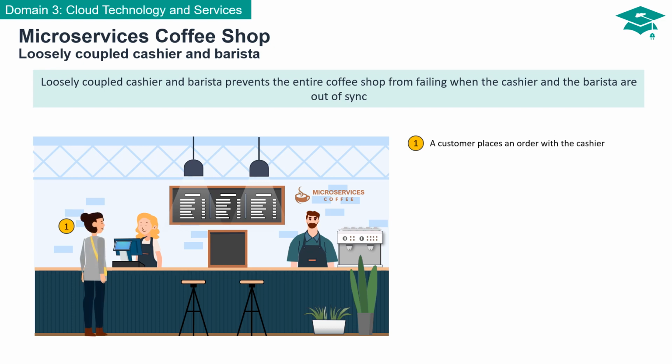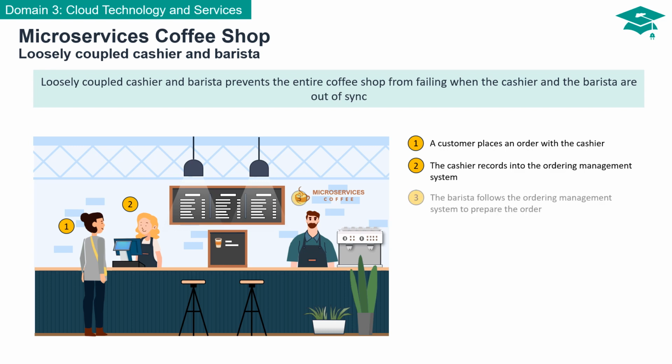In our microservices coffee shop, a customer places an order with the cashier. The cashier records the order into an ordering management system. Unlike our monolithic coffee shop, where orders were handwritten on paper, here, we have a centralized system to manage orders. The barista follows the ordering management system to prepare the order. Instead of relying on direct communication with the cashier, the barista simply follows the instructions provided by the system.